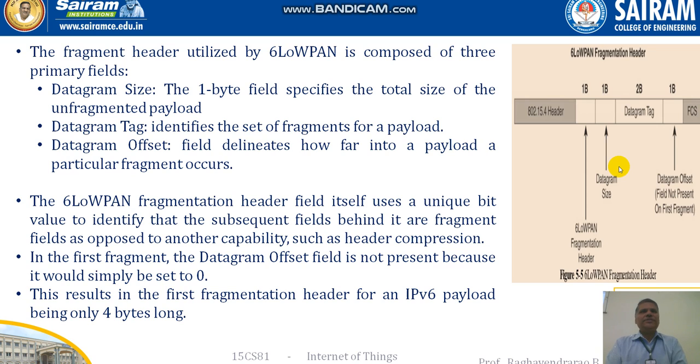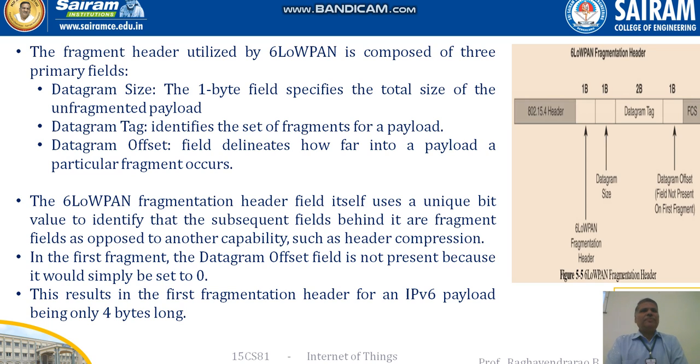The fragment header utilized by 6LoWPAN is composed of 3 primary fields. You can see on the right side of the picture the 6LoWPAN fragmentation header, which consists of: first the fragmentation header with 1 byte, the datagram size with 1 byte, next the datagram tag with 2 bytes, and next the datagram offset with 1 byte.